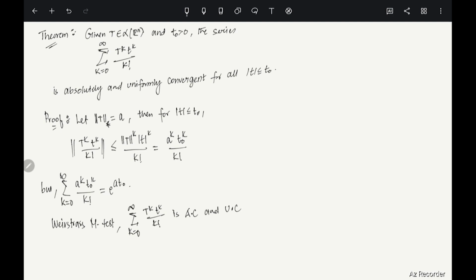So basically we saw that if you write a series like this, given a linear operator, then of course we can say that it is absolutely and uniformly convergent. What we are going to do is this, and this is very important. We are going to define the exponential of a linear operator. So let T be from L Rn.